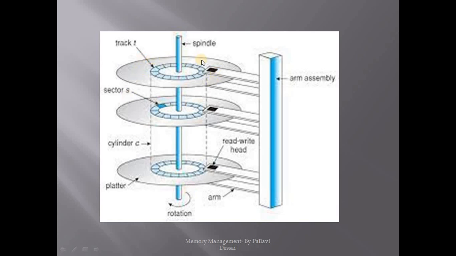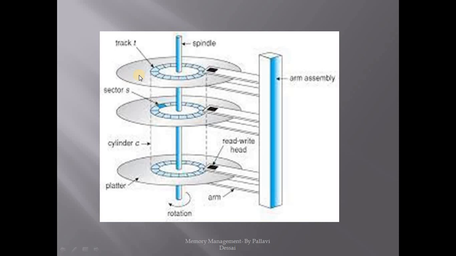This one disk is divided into tracks, which you can see over here, and each track is again divided into small parts, and those are known as sectors. So here you can see this one is a sector. Similarly, there can be more tracks in one cylinder or one disk.